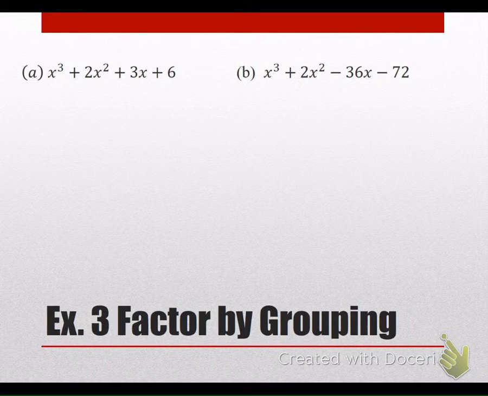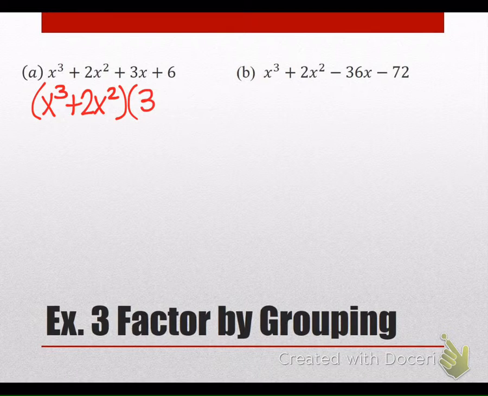We're going to take the first 2 terms and we're going to put them in a set of parentheses together. So x cubed plus 2x squared. We're then going to group the second two terms. So 3x plus 6, we're going to group them together in a set of parentheses. We're then going to look at each set of parentheses separately. So read, if you're looking at the first set of parentheses, what is the GCF that's going to come out?